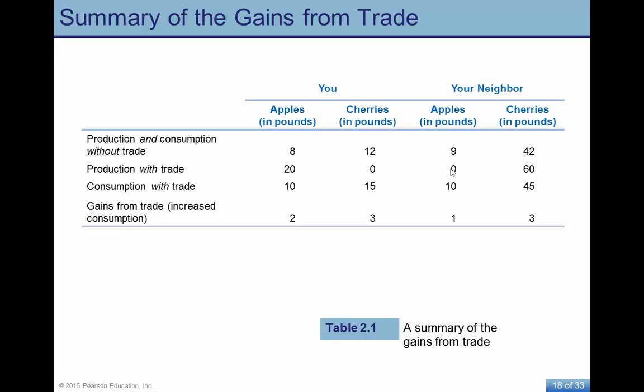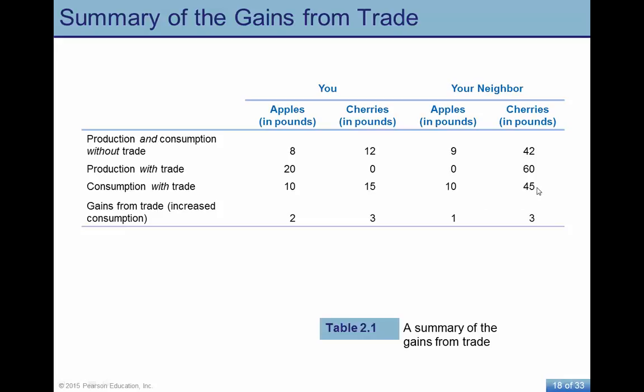And 0 pounds of apples. Consumption with trade. Look at here. Now, out of 20 pounds of apples, you will trade 10 pounds of apples with your neighbor. So, how many pounds of apples are left for you? 10 pounds. And in return, you earn 15 pounds of cherries from your neighbor.